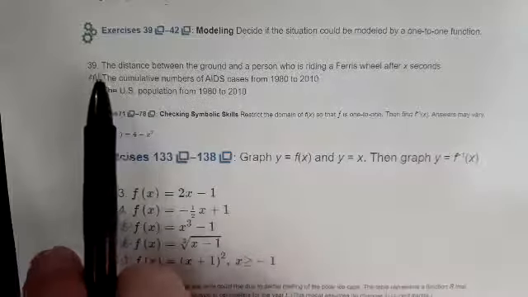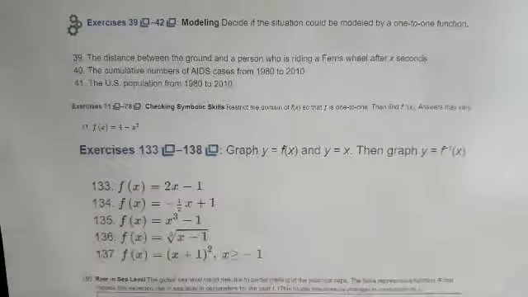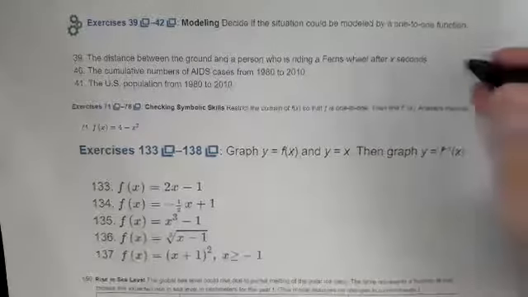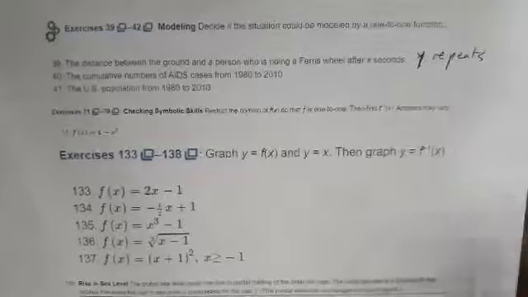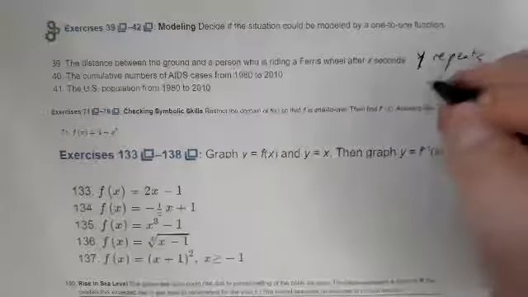X is the number of seconds. Y is going to be, this is a really silly way to say height, right? This is between the ground and the person. The height of the person on the Ferris wheel. If the Y is the height of the person on the Ferris wheel, is that going to repeat? Yes. It's going to definitely repeat. They're going to go up, they're going to come down, they're going to hit the height twice. What we're saying is that Y repeats. Does that mean that it's one-to-one or not one-to-one? Not one-to-one.